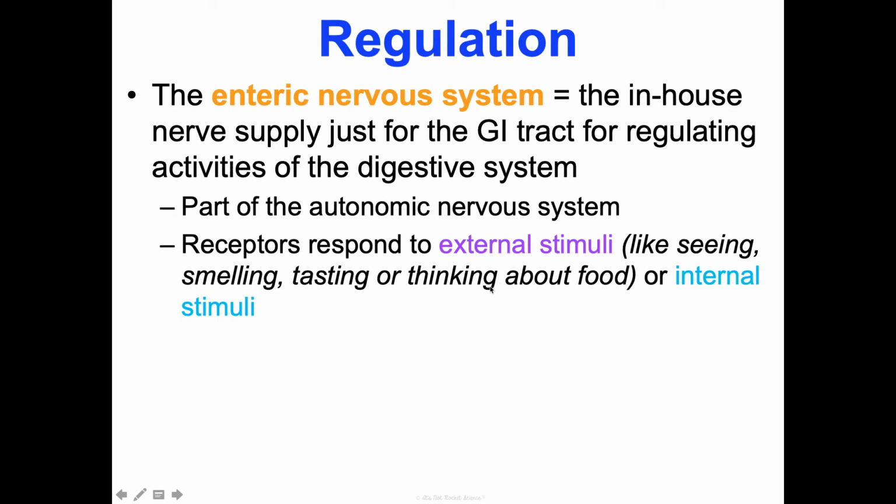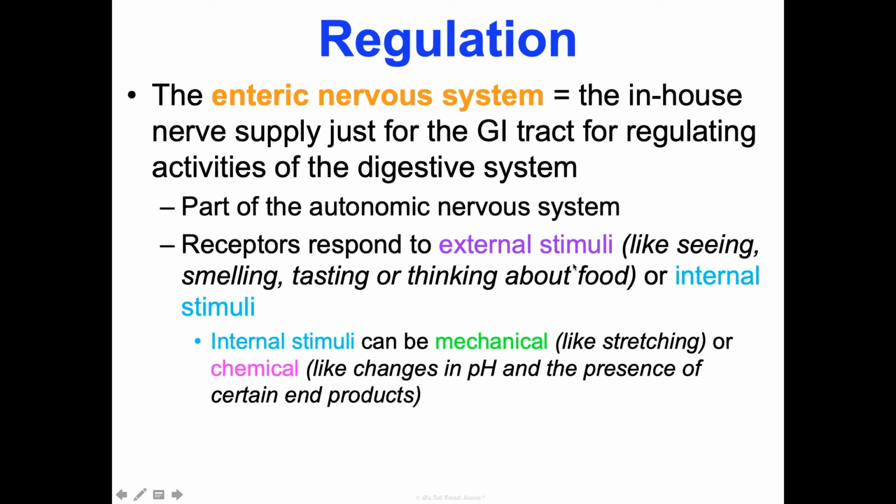I mean, you can think about something that you really want to eat, like fresh pizza, and it'll make your mouth water. And that is because you have receptors that are responding to that. But also internal stimuli too. So an internal stimulus can be mechanical, like the actual stretching of your stomach, for instance, or it could be chemical, like a change in pH, or the presence of a certain end product can then cause some sort of signal. So this is all part of the enteric nervous system.